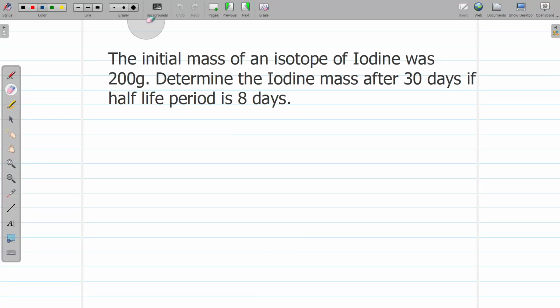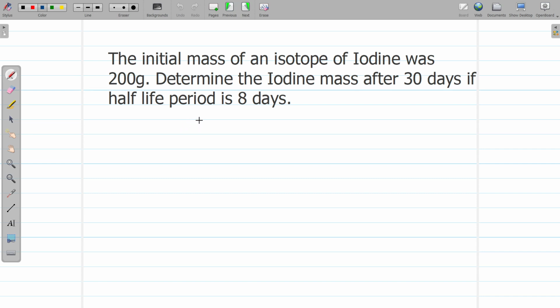Hello friends, in today's video let us do two more problems from the topic half-life period. The initial mass of an isotope of iodine was 200 gram. Determine the iodine mass after 30 days if half-life period is 8 days.